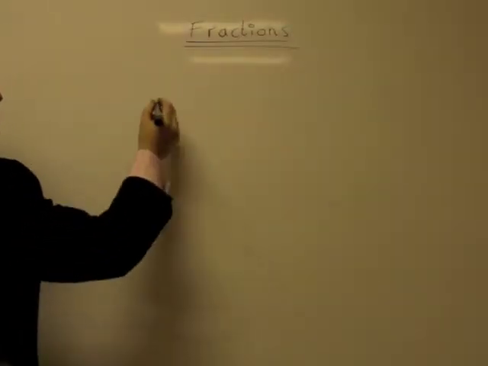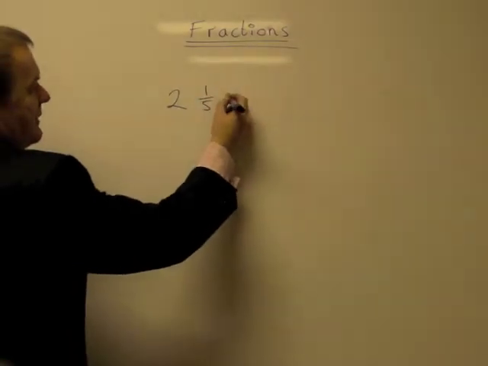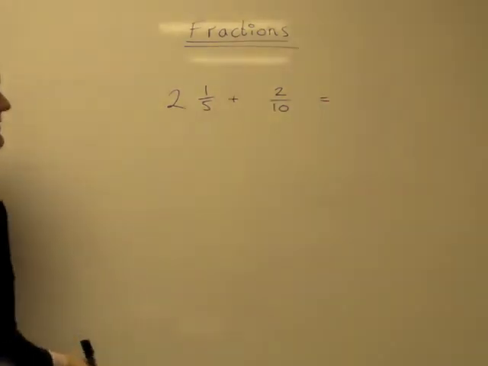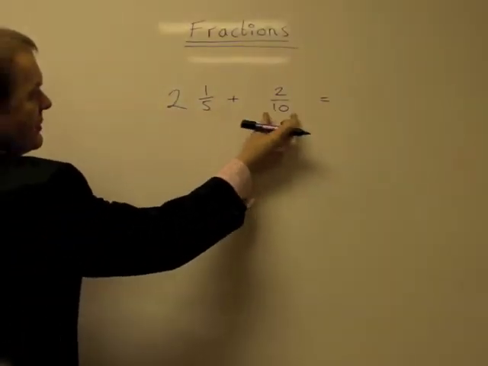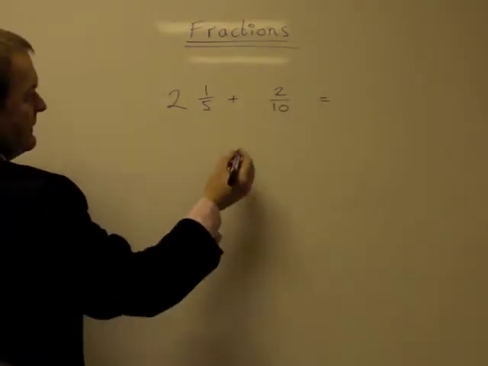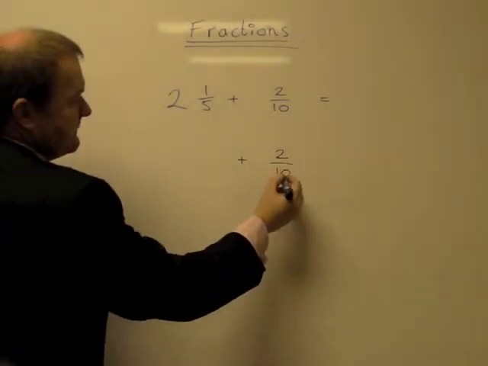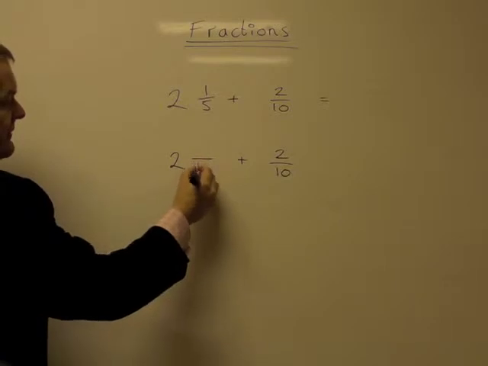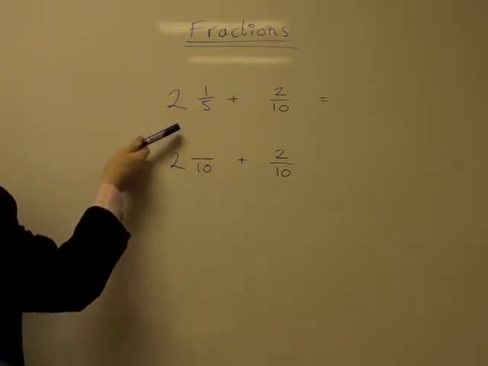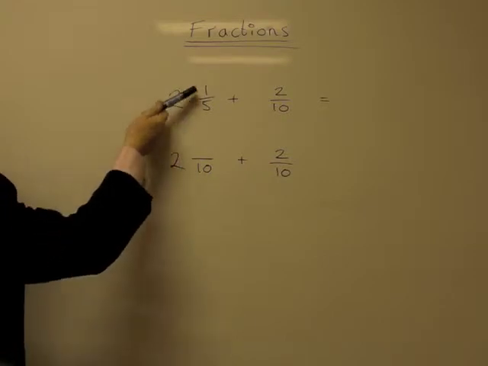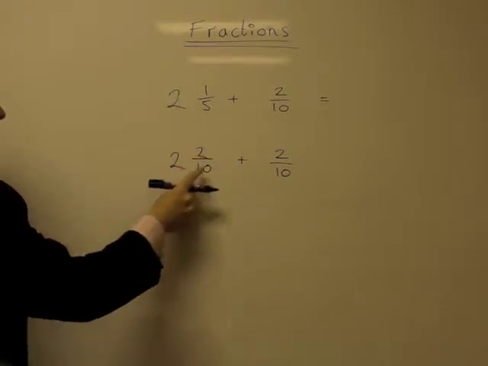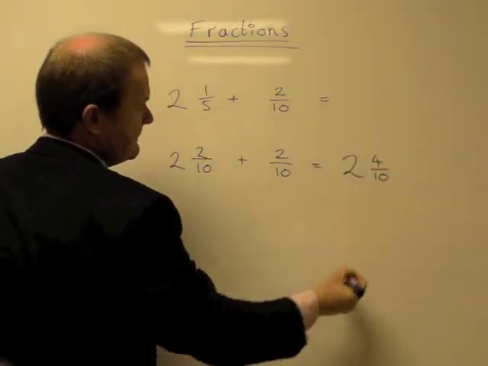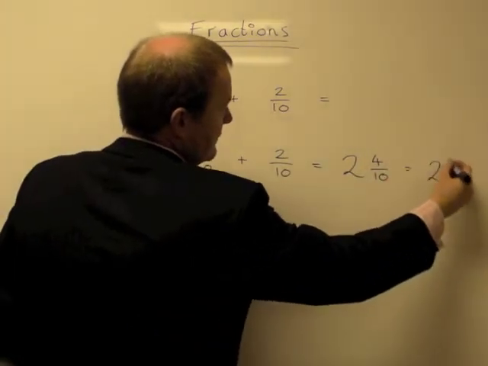So if my fractions are not the same, 2 and 1/5 add 2/10. Okay, so again here I've got denominators that are not the same. So what I'm going to do with this one is leave the 2/10 just to show that it doesn't matter which way around I do this. And instead of 2 and a 5th, I'm now going to work in tenths. So I've had to double the 5 to get to tenths. So I've doubled the top because I'm scaling the whole thing up by 2. So 2 and 2/10 equals 2 and 4/10, which equals 2 and 2/5.